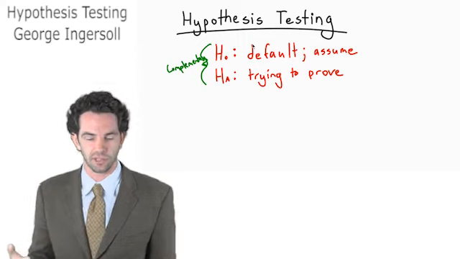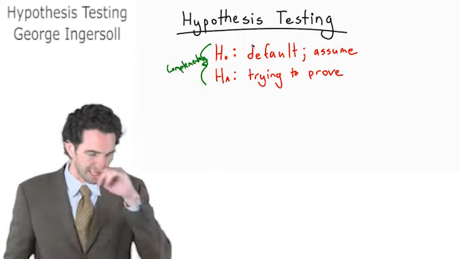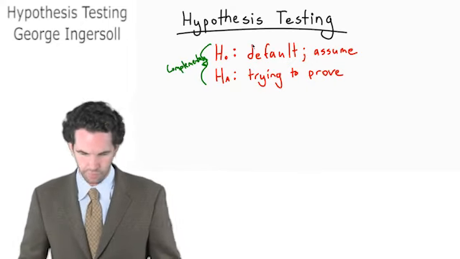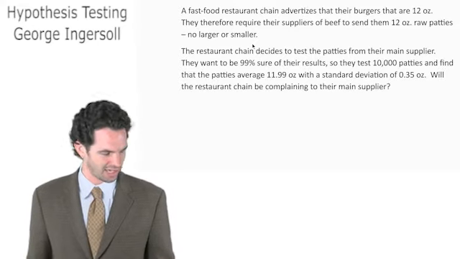You don't accept the alternate hypothesis. You just say, well, we don't have enough evidence. We don't know. All right. So let's take a look at an example here to illustrate these concepts, because we've been talking in a lot of generalities.